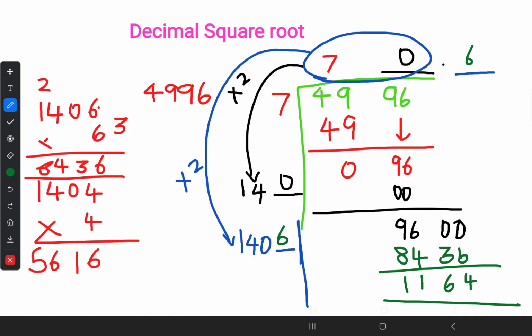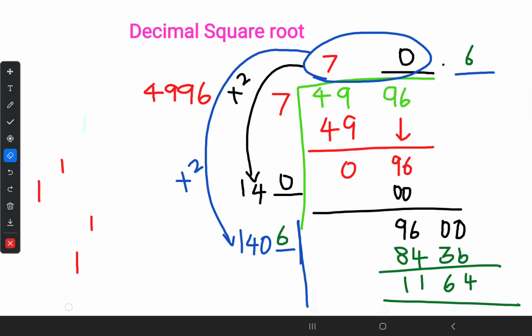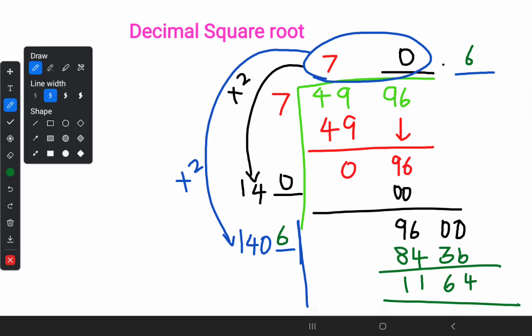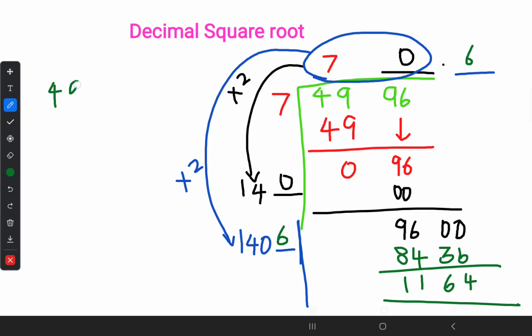If you want, we can do the square root further as well. Let's limit it to one digit. So finally, the square root of 4996, for the first decimal, we found the answer. The square root of 4996 would be 70.6. This is the way you should follow it.